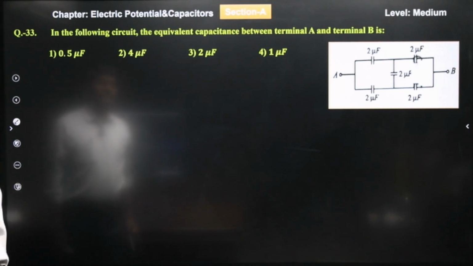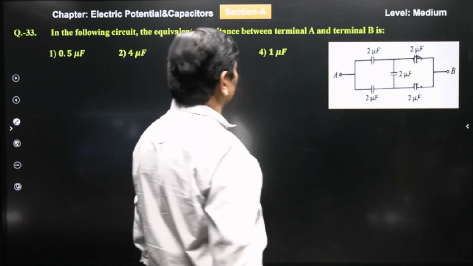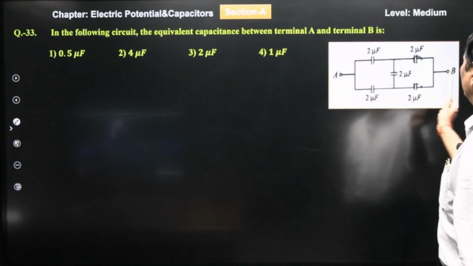This is the third question from the electric potential and capacitors. In capacitors, this is the first question. In the following circuit, the equivalent capacitance between A and B. You are asked to find the equivalent capacitance between A and B.